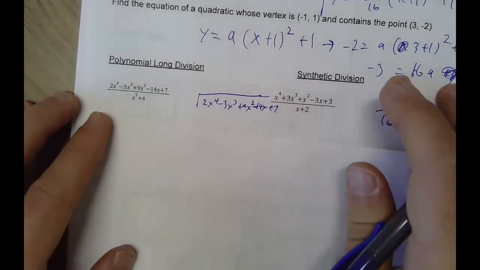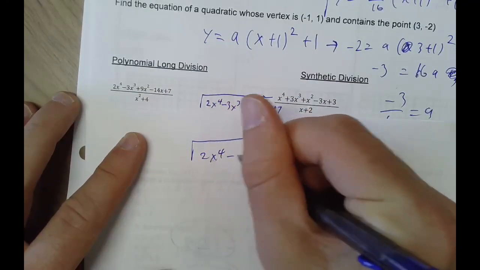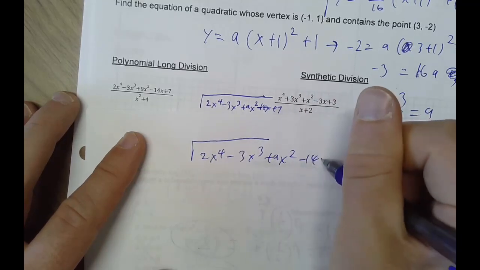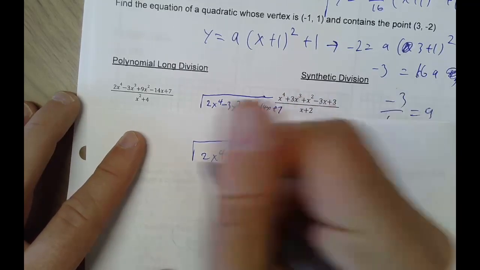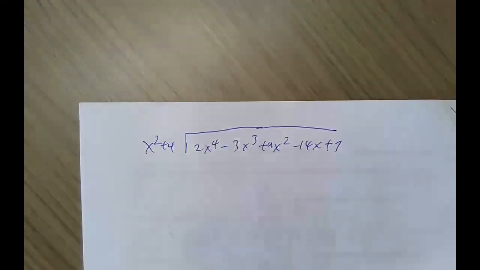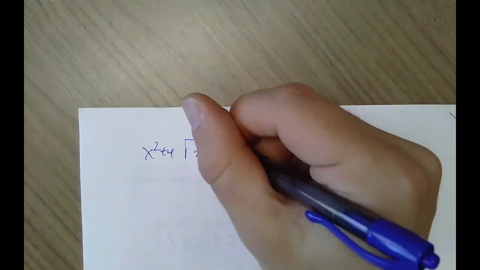I'm going to do it here. So we're going to have inside the box 2x to the 4th minus 3x to the 3rd plus 9x squared minus 14x plus 7 and outside x squared plus 4. Okay. So you ask yourself, what's the biggest term that would multiply by x squared to get 2x to the fourth? That would be 2x squared.